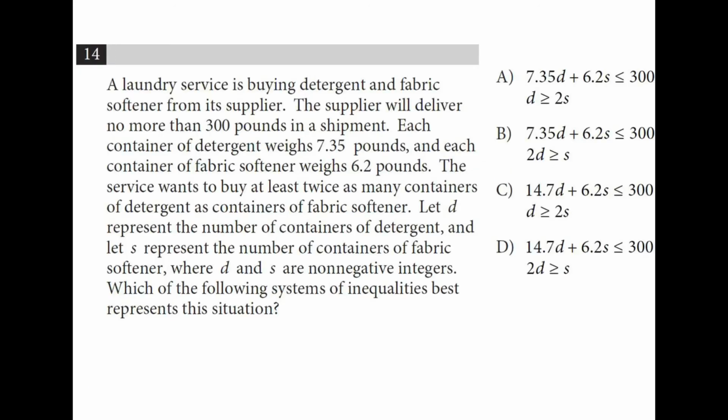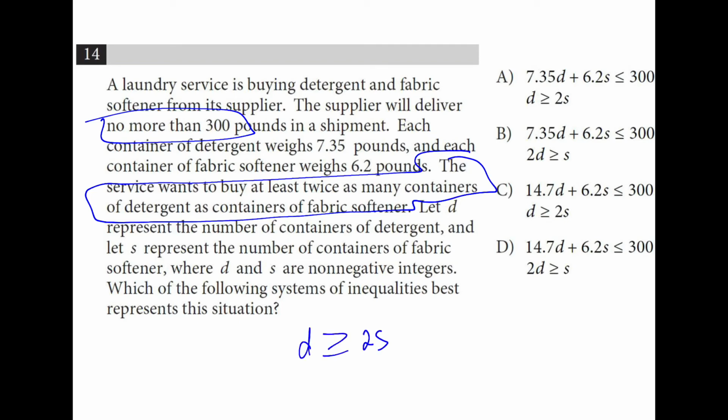Laundry service buying fabric softener and detergent. No more than 300 pounds, which all of them have. And if we want to buy at least twice as many containers of detergent as containers of fabric softener, we can express that like this. At least gives us the greater than or equal to. So let's look for one that has that. We can rule out B and D. And C is wrong because it has the wrong number for the container of detergent. A is the best choice.